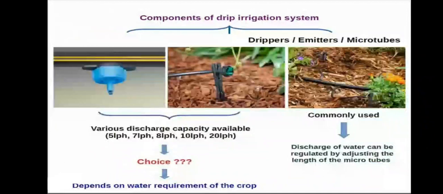It depends on the water requirement of the crop. These drippers are fitted. Commonly, the discharge of water can be regulated by adjusting the length of the microtubes.